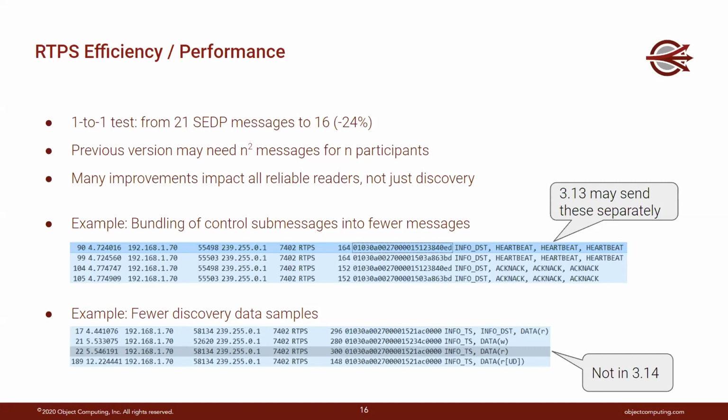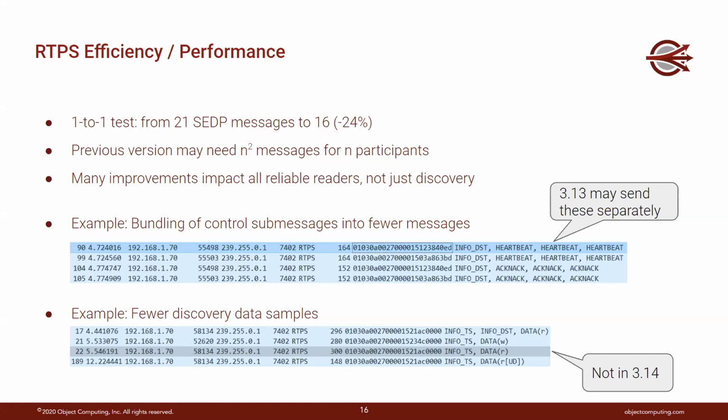So one way to observe the improvements in 3.14 is to do a simple test, which I did. This one-to-one test is just, start up an application that only publishes one topic, start up an application that only subscribes to that same topic, and see how many messages they exchange for SEDP. Right? SEDP is the Simple Endpoint Discovery Protocol, one of the main protocols needed to accomplish discovery. And by that metric, it's gone from 21 messages in the previous version to 16. So that's a significant improvement.